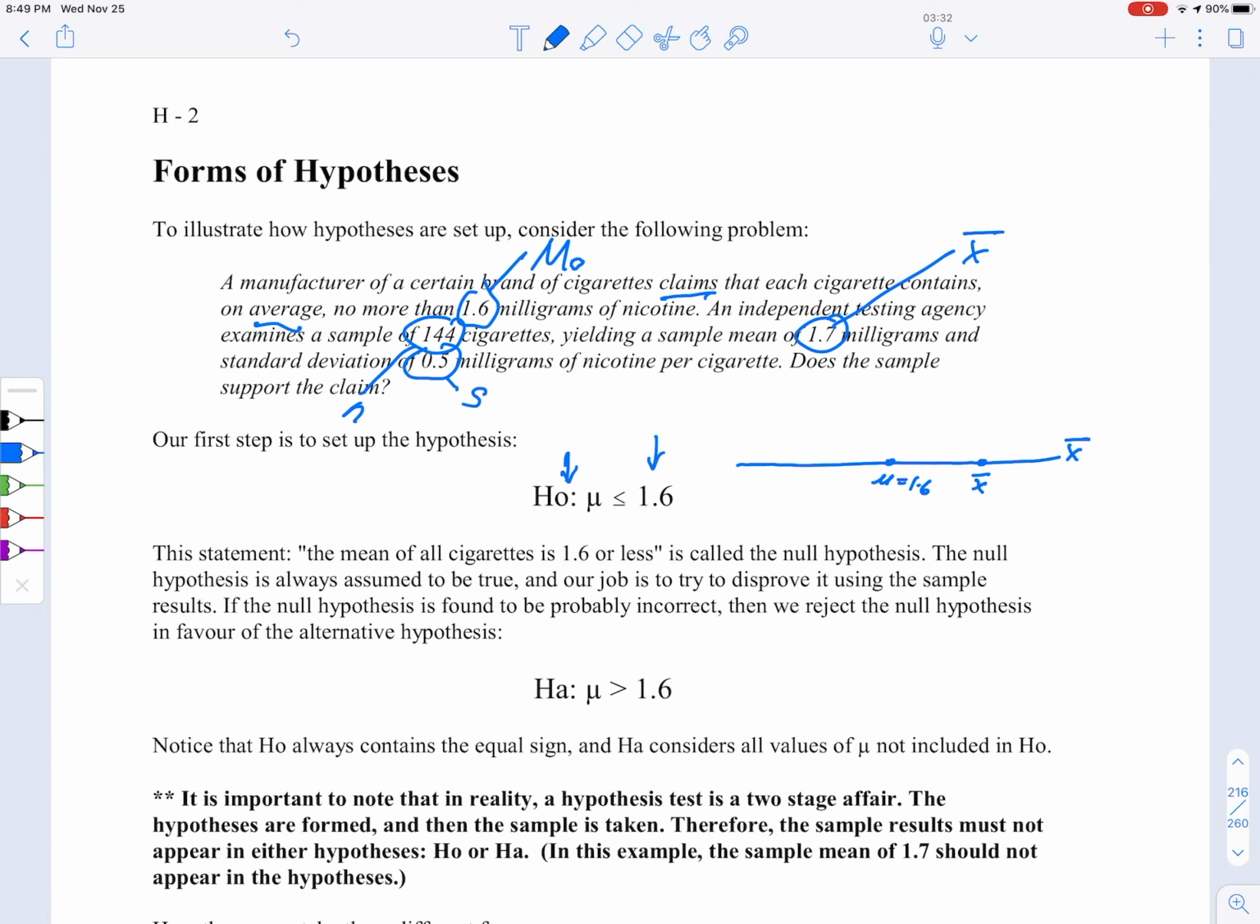So the question is, is that X bar there significantly higher than the 1.6? That wouldn't be a good thing for the manufacturing organization, because it can't have more than 1.6 milligrams of nicotine on average. Now, on average, of course, means that you can have a little bit more or a little bit less, but it should average out to 1.6 milligrams of nicotine per cigarette.